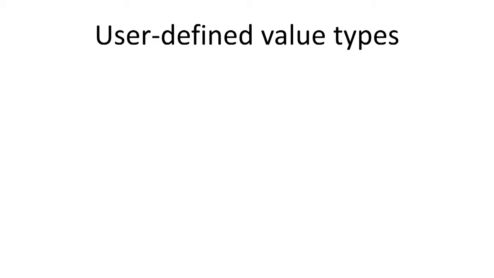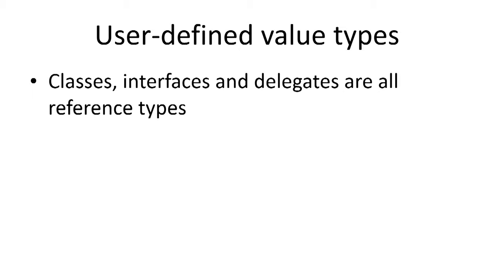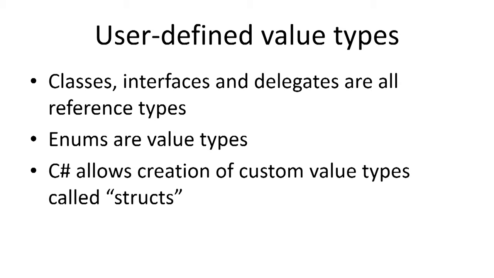There are user-defined value types. We've seen how to make classes and interfaces. We did not see how to make delegates, our own delegates, but we saw how to use delegates. All of those things are reference types. But we also know that there are integers and doubles and all of these kinds of things. We know that there are enums, which are value types. C# allows you to create your own custom value types other than just enums, which are just fancy integers.